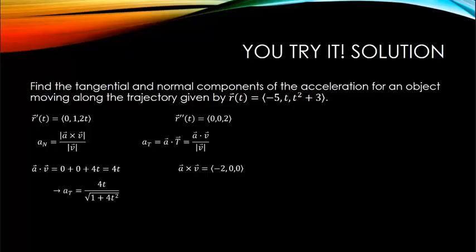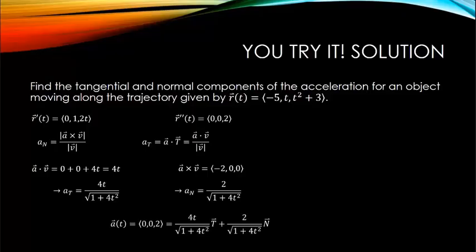This tells me that the tangential component of the acceleration will be given by 4t divided by the square root of 1 plus 4t squared, and that the normal component of the acceleration will be given by 2 divided by the square root of 1 plus 4t squared. This means that my acceleration vector, a of t, is written in component form as the vector 0, 0, 2, or I can write it as 4t divided by the square root of 1 plus 4t squared times the unit tangent vector plus 2 over the square root of 1 plus 4t squared times the principal unit normal vector.